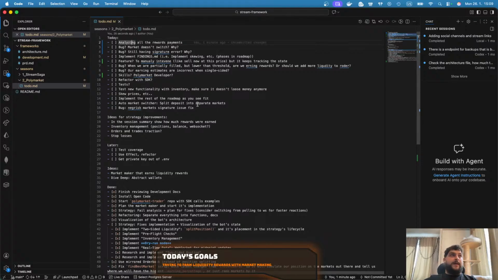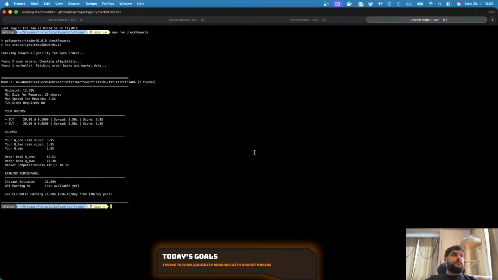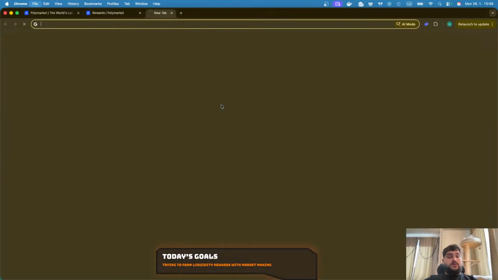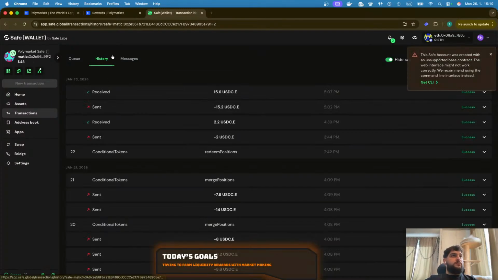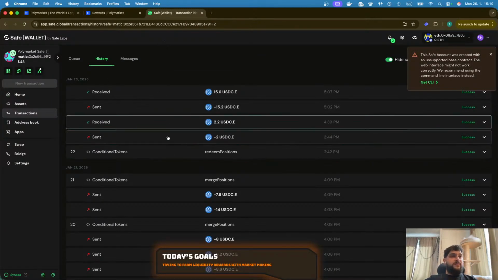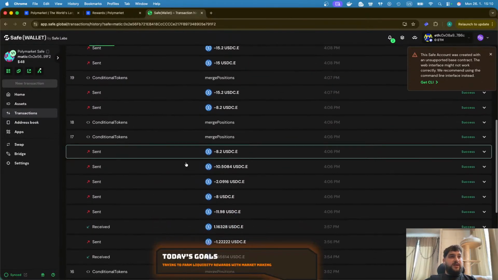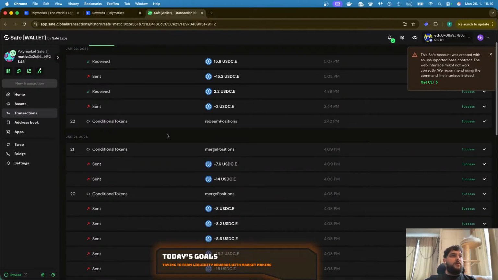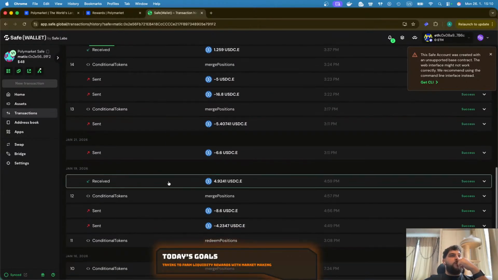I also had an idea: in order to understand in general how many rewards are in there and how much is being paid out, we can analyze them on chain. Let's start with that. I'm really curious. If we go to my Safe, we will see that there was a day when I received my rewards.